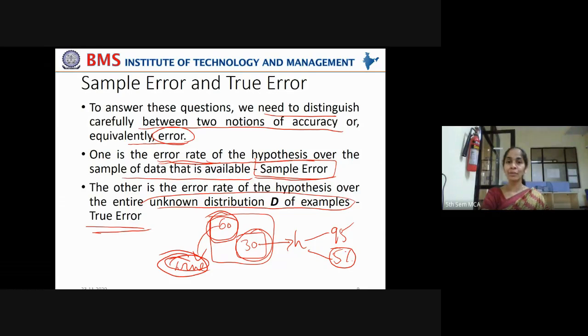Unknown distribution means 1 lakh patients' data is known distribution to the model, but 10,000 patients' data is unknown distribution to the model. In that case, any error associated with these 10,000 patients' predictions is called the true error. The error associated with the sample is called the sample error. The error associated with unknown distribution, unseen data, is called the true error.